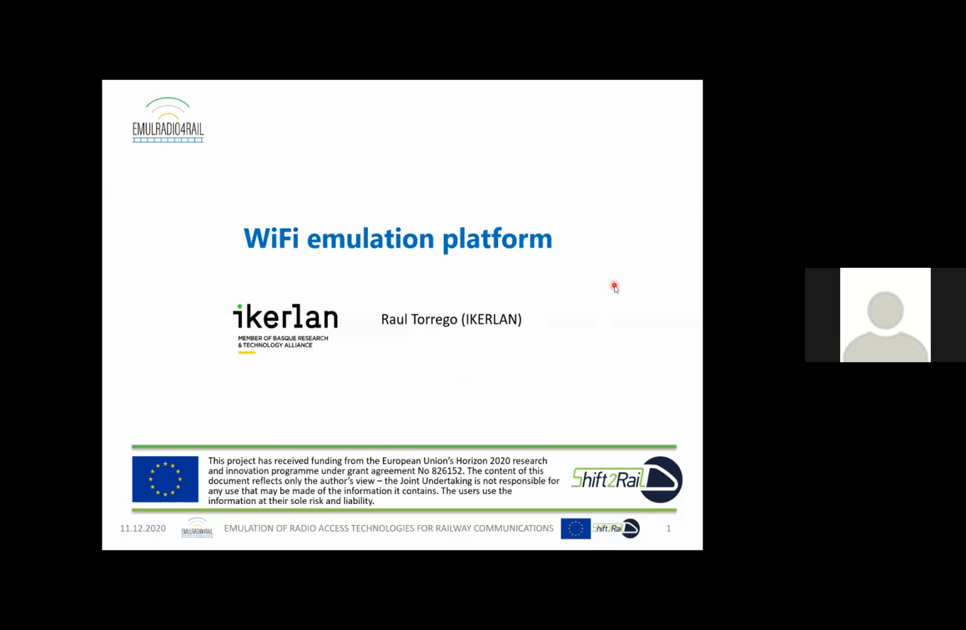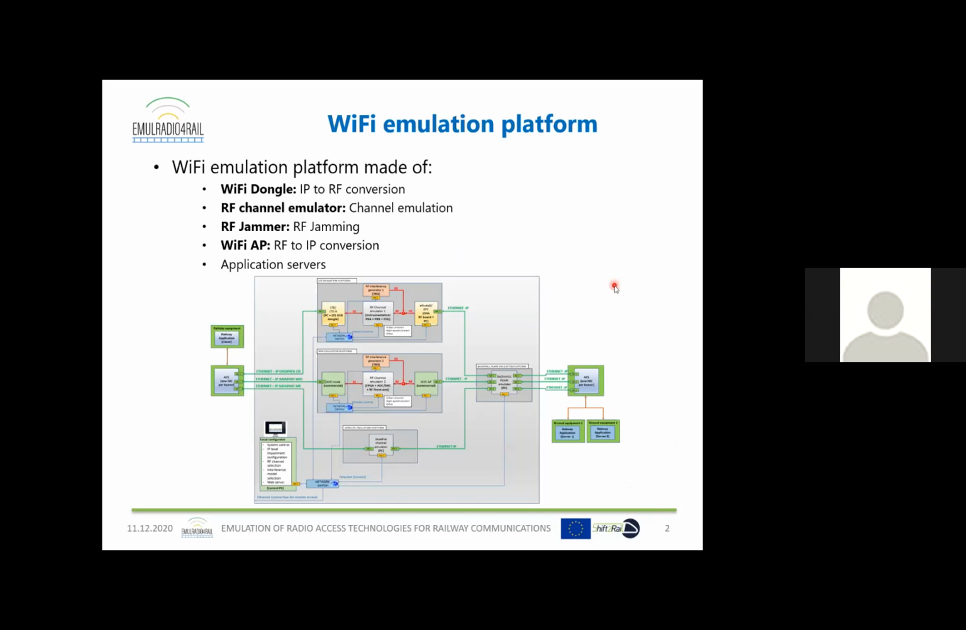Hello again. So now what I will explain is the Wi-Fi emulation platform and what tests we have done in order to test if the platform is suitable for what we want to do in this project. So coming back to the picture of the complete architecture of the complete platform, what we are going to see now is this part, which is the one that aims to get IP traffic, convert it into Wi-Fi signals, add interference and a channel model at the RF level, and then convert back to IP frames.